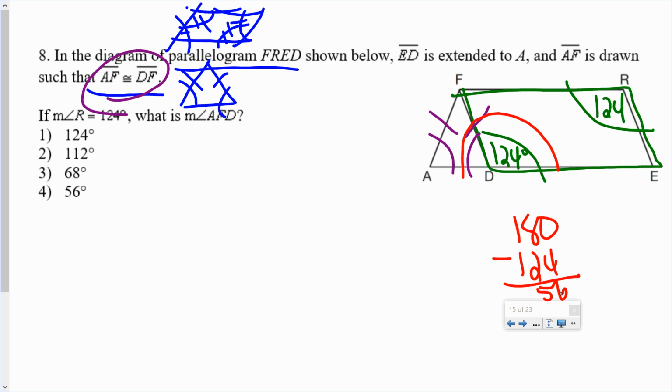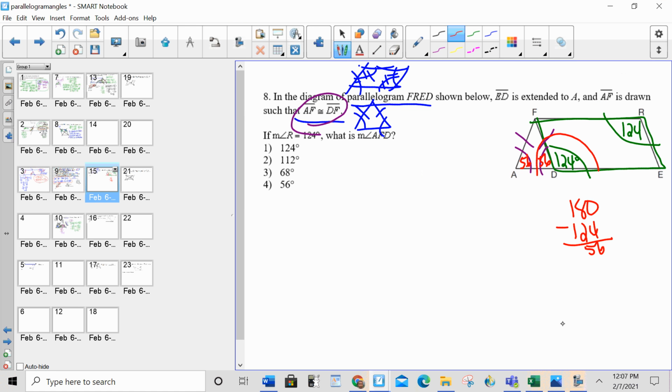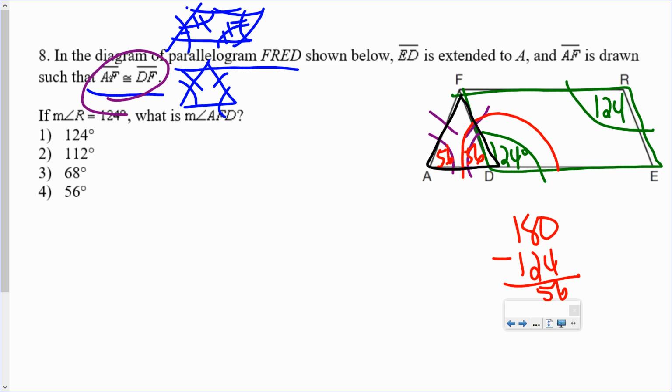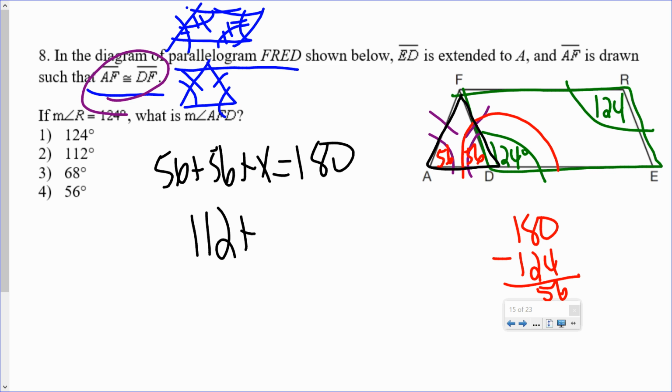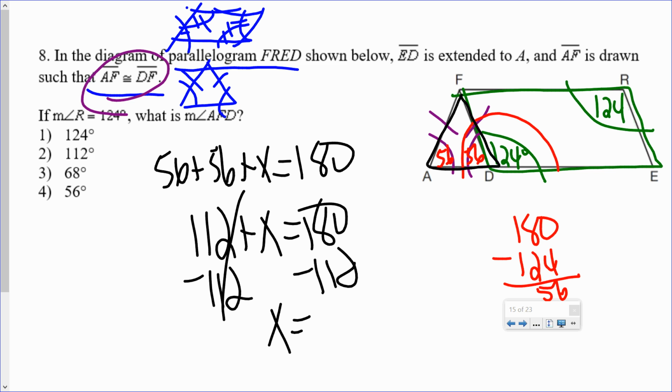That's 56. So this is 56, and this must also be 56 since they're the same. And now I see this triangle. I have two angles of the triangle, so I add the three angles to equal 180. X is 68.